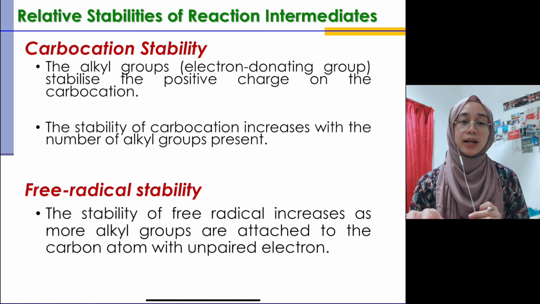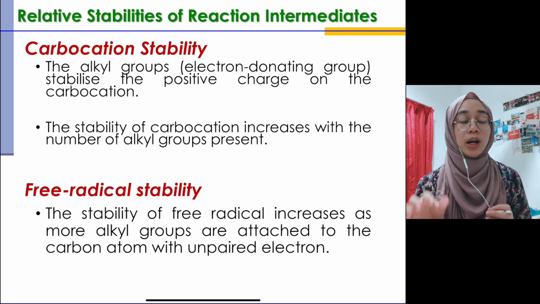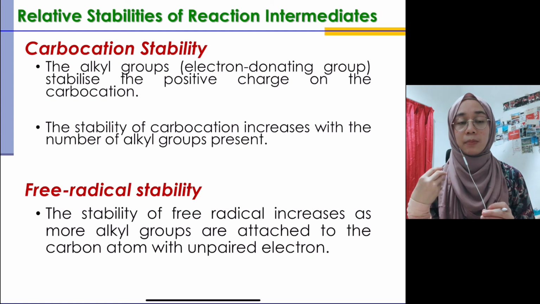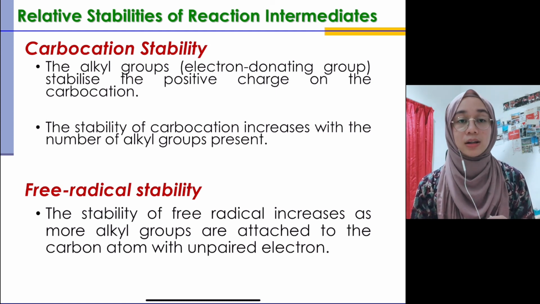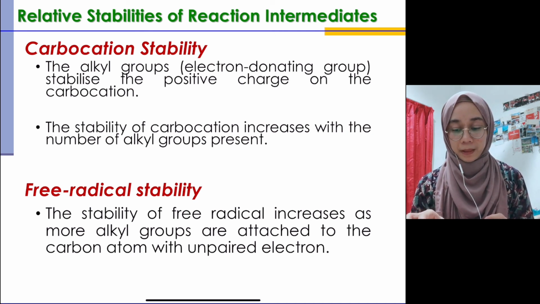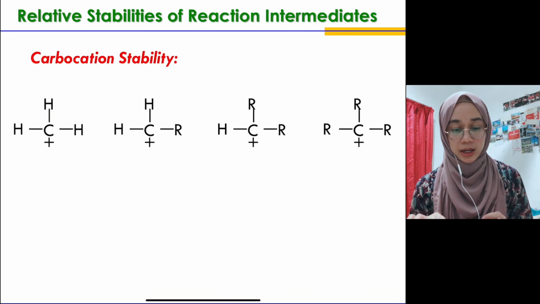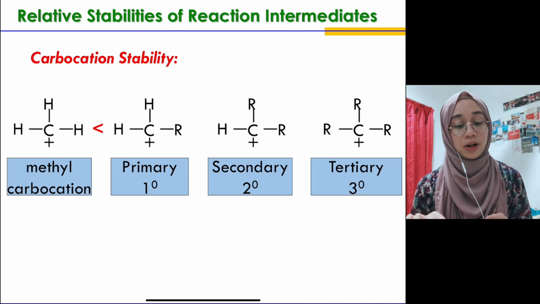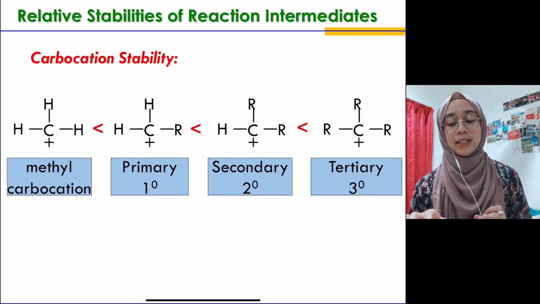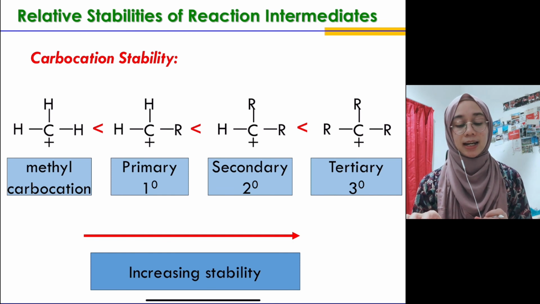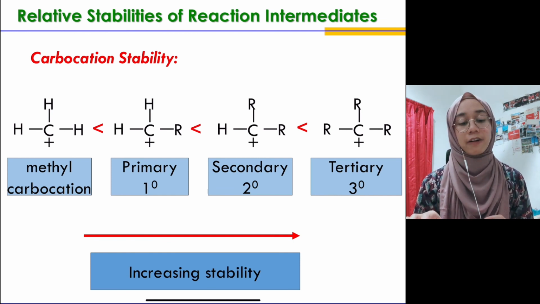Okay, so the same case with free radical class. So somehow free radical pun, the alkyl group will stabilize the free radical. Therefore, the more number of alkyl group attached to the free radical, the more stable the free radical is. Okay. So in this case, ini just nak tunjuk dia punya stability. Okay, so methyl carbocation is less stable compared to primary, where primary is less stable than secondary carbocation, whereas secondary adalah lagi less stable compared to tertiary. Okay, so daripada kiri ke kanan, it increase in stability of carbocation.